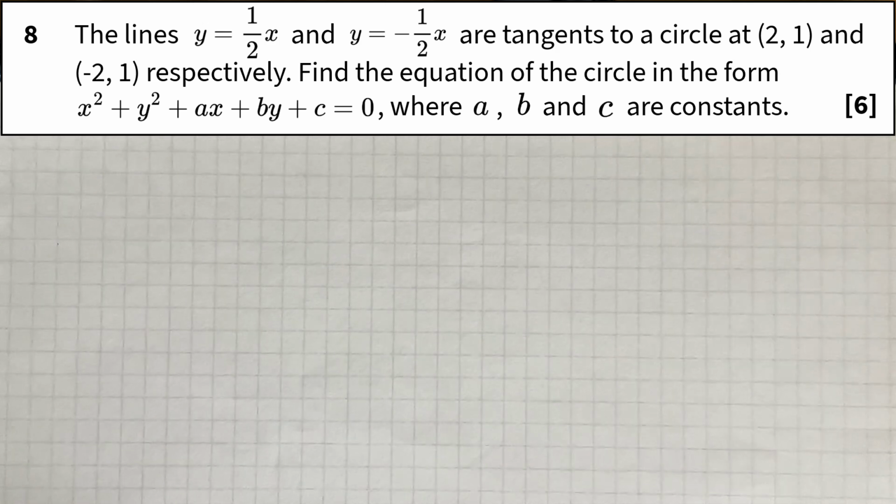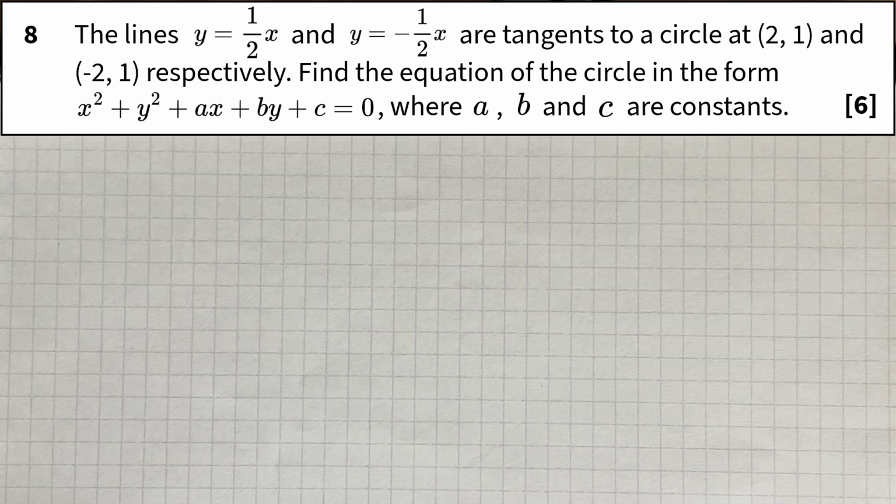In this question, we are going to get 6 marks in under 6 minutes. We are given the information: the lines y equals a half x and y equals minus a half x are tangents to a circle at the points (2, 1) and (-2, 1), and we need to find the equation of the circle and give it in this particular form.